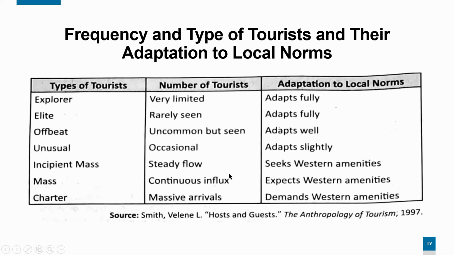So the level of interaction between the hosts and guests is illustrated in this table for each type of tourist. The impact increases with each level of tourist. The explorers and elite tourists usually have little impact on the local culture because of their limited number. The offbeat and unusual tourists generally use the same hotels and services as the local travelers.